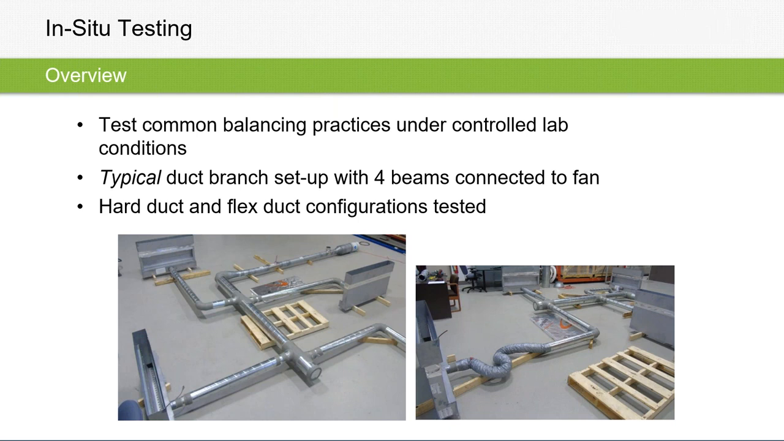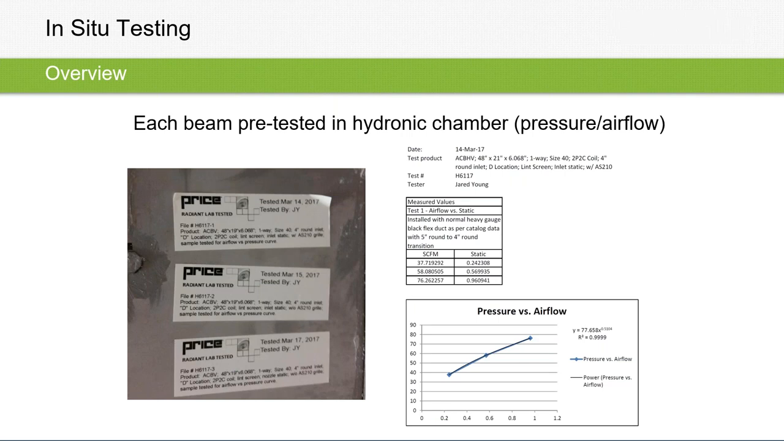We did swap out one of the ducts from a straight hard duct into a flex duct with some crazy bends in it, just to see what effect that had. We're exploring what happens when you have different leakage classes and different bends, and also what happens in the main trunk versus the branch trunks. We took these three beams and did a characterization test in the lab, so we had pretty accurate and recent data on those exact beams.